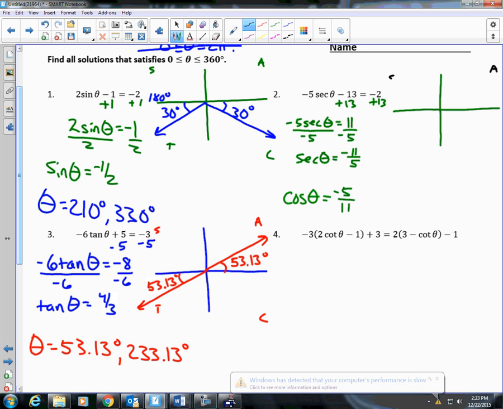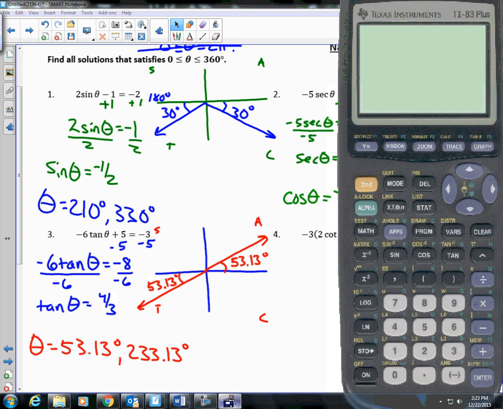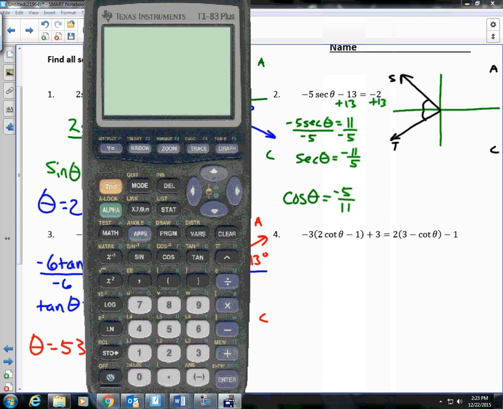All students take calculus. So it looks like cosine is negative. In which quadrants is cosine positive? 1 and 4. So it's negative in 2 and 3. So I draw 2 reference angles. I want to figure out whatever that angle is. How do I do that on my calculator? Cosine inverse, 5 over 11. And I get 62.96.